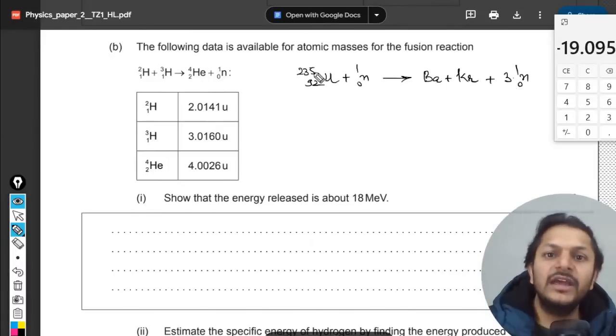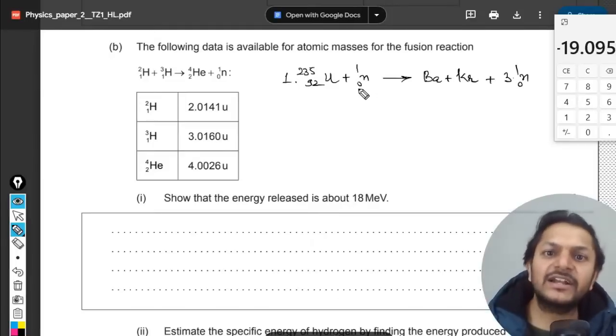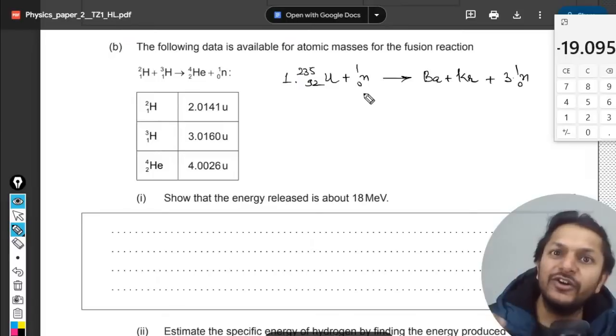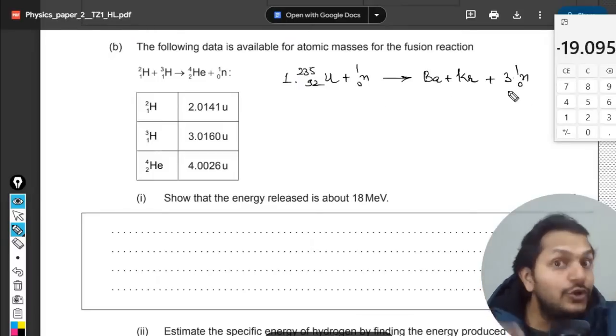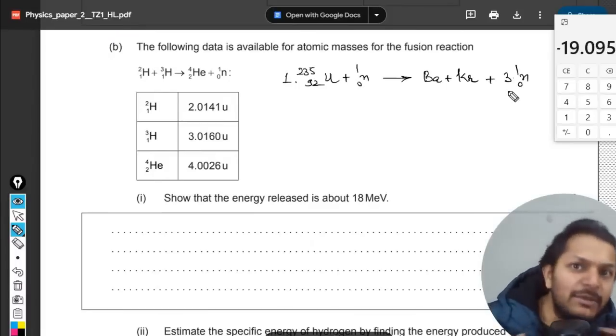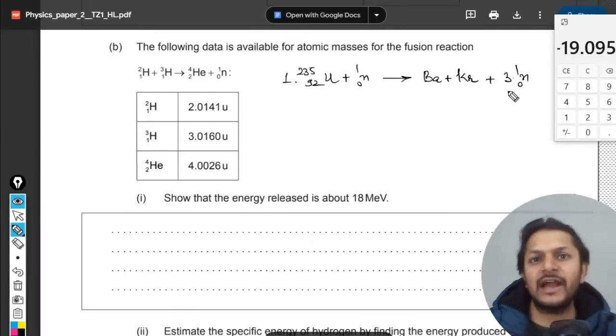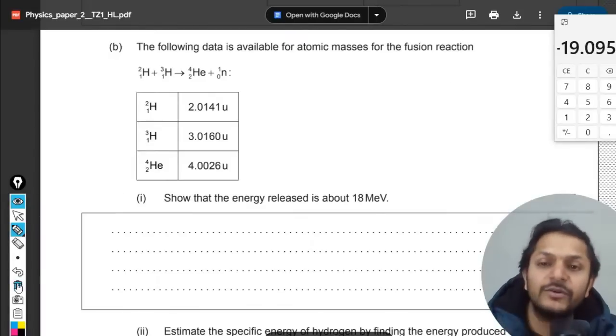Now what does it mean? 1 mole of uranium atom will react with 1 mole of neutrons. It will produce 3 moles of neutrons. So this is another way of reading a chemical reaction or a nuclear reaction. Okay, so now coming back to the same question again, this was just the background information.